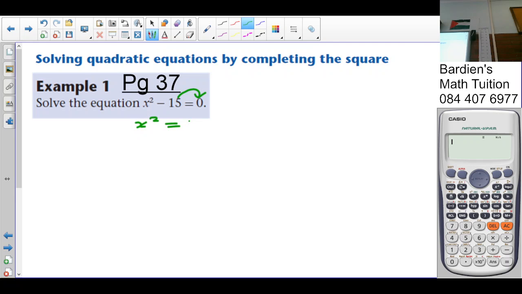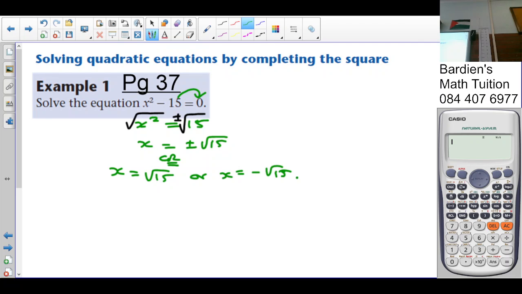They said x squared is equal to 15. How do I get rid of the square? Square root both sides. If I introduce square root, don't forget, plus minus. So x is equal to plus minus the square root of 15. You can write it like that, or you can say x is equal to the square root of 15, or x is equal to negative square root of 15.